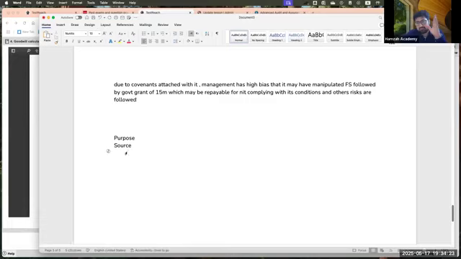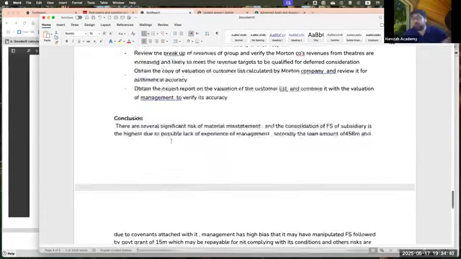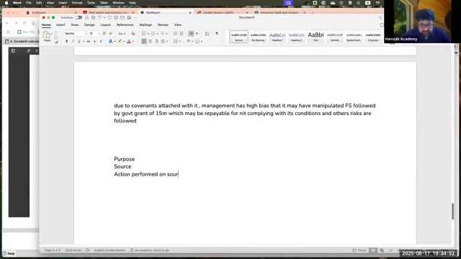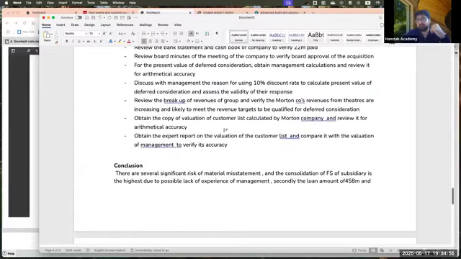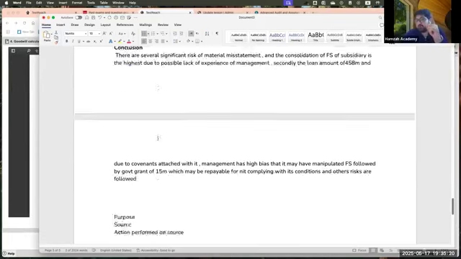Each procedure has source. Then there is action performed on that. Review and verify. This action is performed on source. Obtain this, review it with purpose. Review it. Discuss is the action. Compare it is the action. Obtain and compare it. You should evaluate your procedures on this criteria.